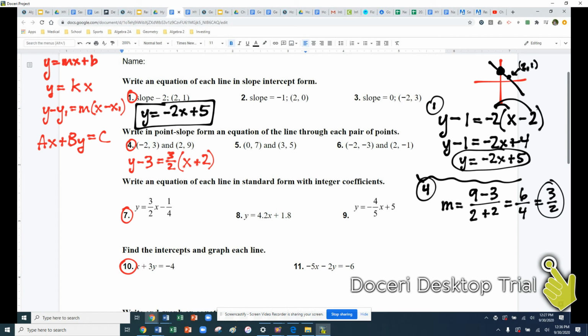If we wanted to, we could change it into slope-intercept form. We could distribute that 3/2. Okay, 3/2 x plus 6/2, which is 3. Add that 3 over, we're going to be back into slope-intercept form. But it does say to leave it in point slope, so there's my final answer.